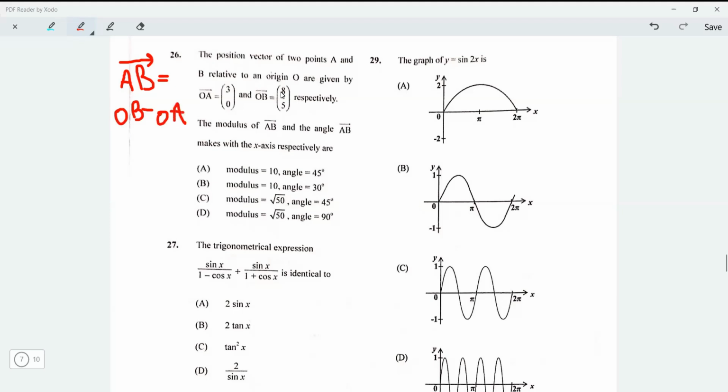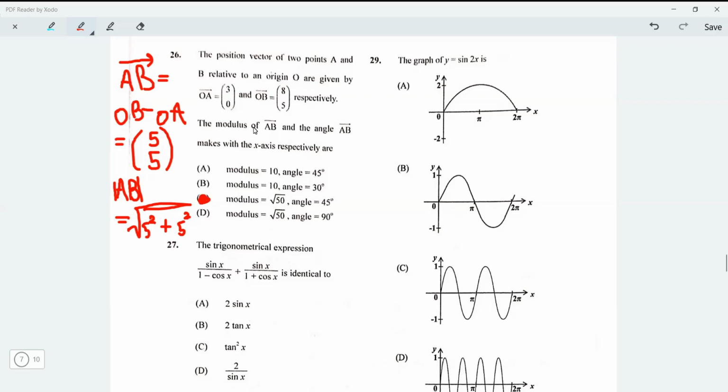So it's going to be 8 minus 3 is 5. So vector AB is 5, then 5 minus 0 is 5. And so that means the magnitude of vector AB, this means magnitude or modulus, is equal to the square root of 5 squared plus 5 squared, and that's the square root of 50.